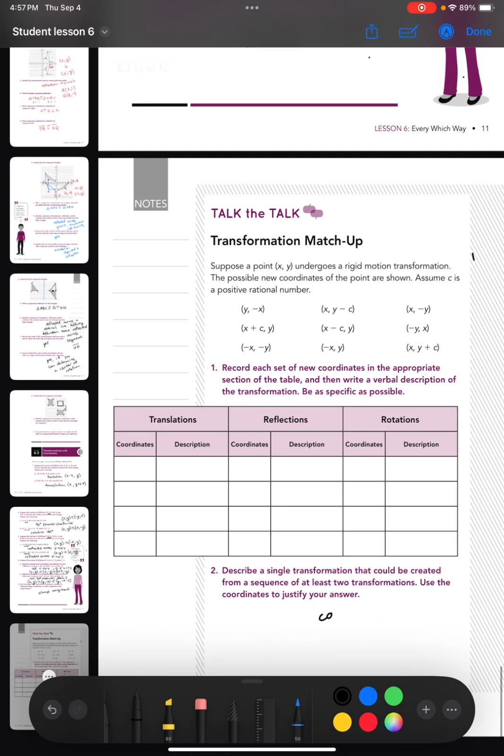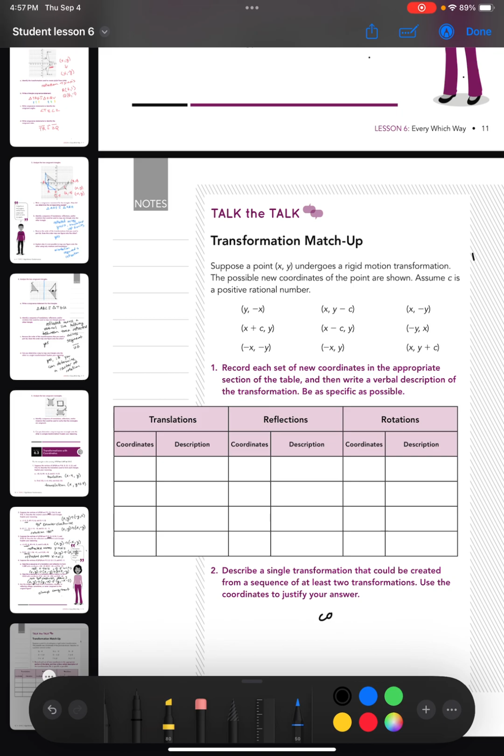All right, final page is filling in. Suppose you have a point (x, y) that undergoes a rigid motion transformation. The new possible coordinates are shown. Assume c is a positive rational number. So we're going to fill these in under our 3 possibilities: translations, reflections, and rotation.